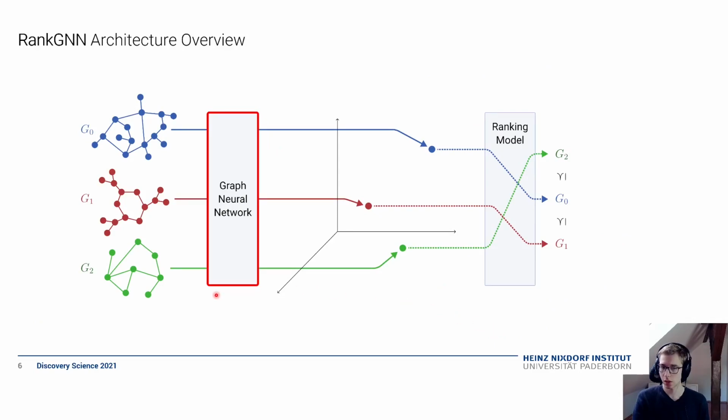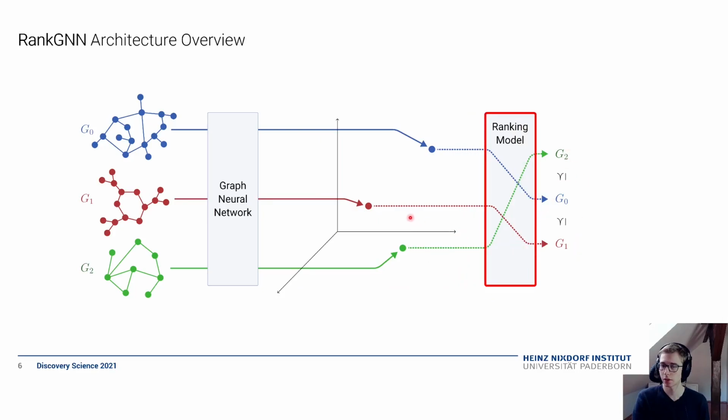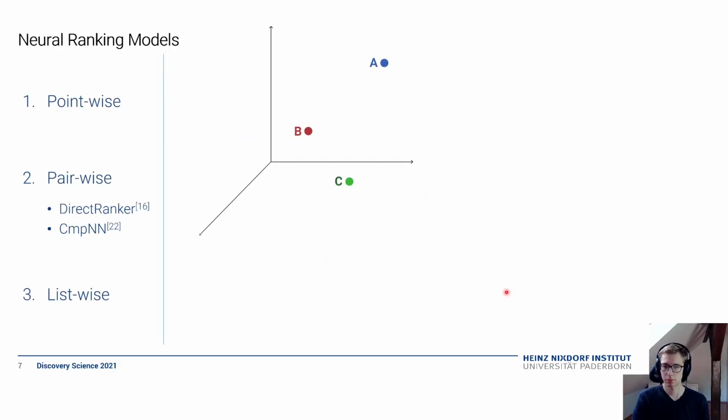We just saw how graph neural networks make use of the structural information of graphs to produce a graph vector embedding. In the next step, we are going to look at how neural ranking models are able to produce a graph ranking from these graph vector embeddings. Generally speaking, neural ranking models can be classified into three families. The first one being that of pointwise ranking models.